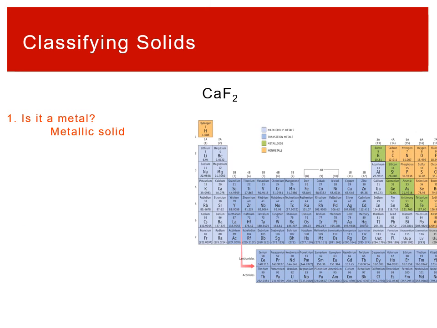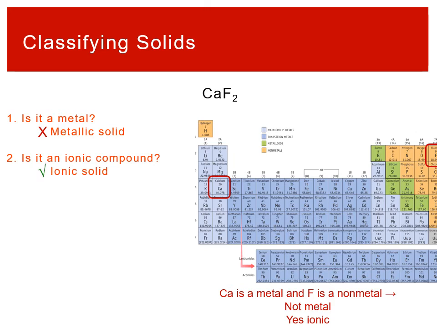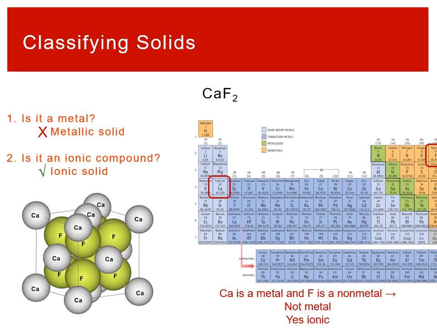CaF2, calcium fluoride. Find them on the periodic table. Calcium is a metal, fluorine's a nonmetal. So because there's fluorine in there, and that's a nonmetal, this thing is not a metallic solid, right? It would have to be all metals in there. But it is an ionic solid because this is an ionic compound. I have a metal bonded in the compound with a nonmetal. That's a sign that this is going to be an ionic compound.